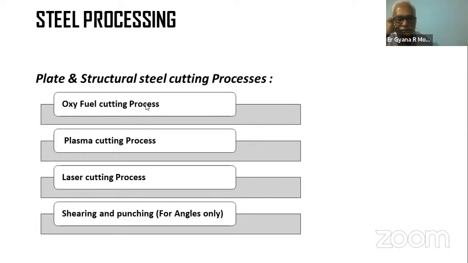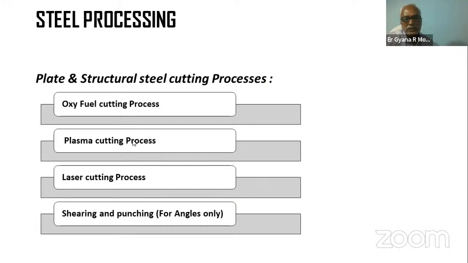Oxyfuel cutting is a very common process where you use oxygen and fuel for heating and cutting the plates. Plasma cutting is where plasma is used. There are two types of plasma: air plasma or CO2 plus oxygen plasma. This is a process where we don't need any consumable like fuel for cutting. Laser cutting is again a very fast process. Plasma and laser cutting are very fast processes. Oxyfuel cutting is much slower, but it's a very proven thing.